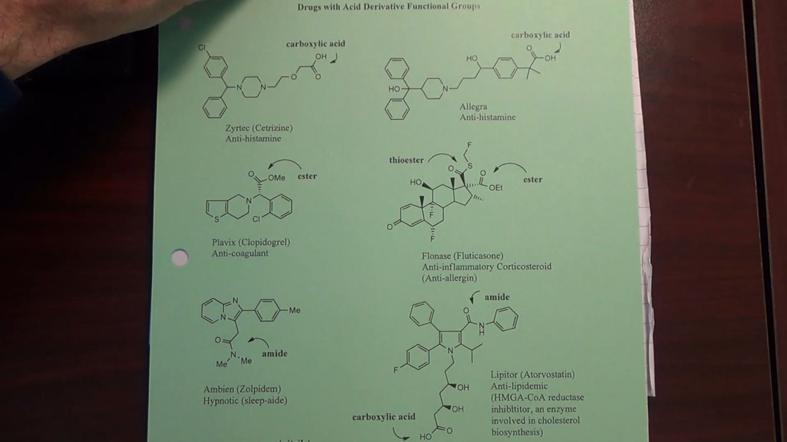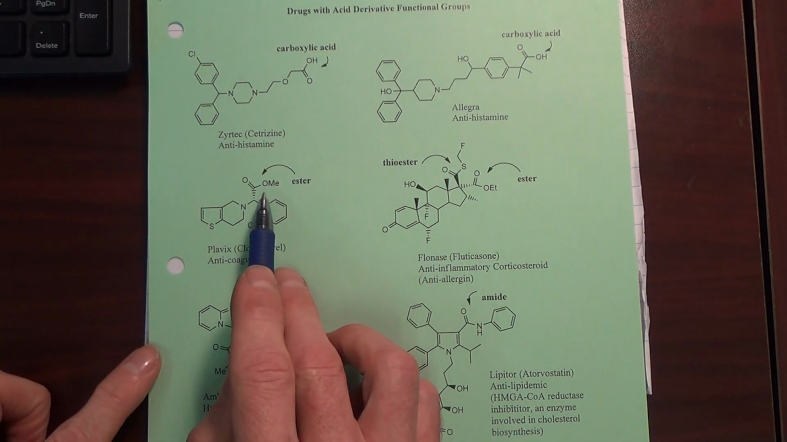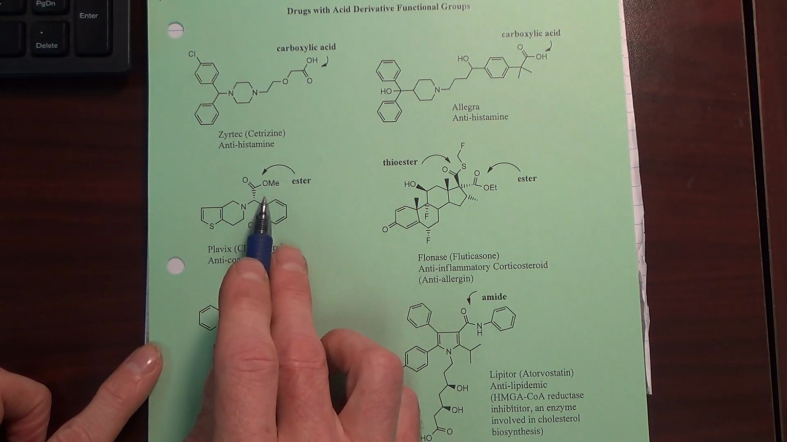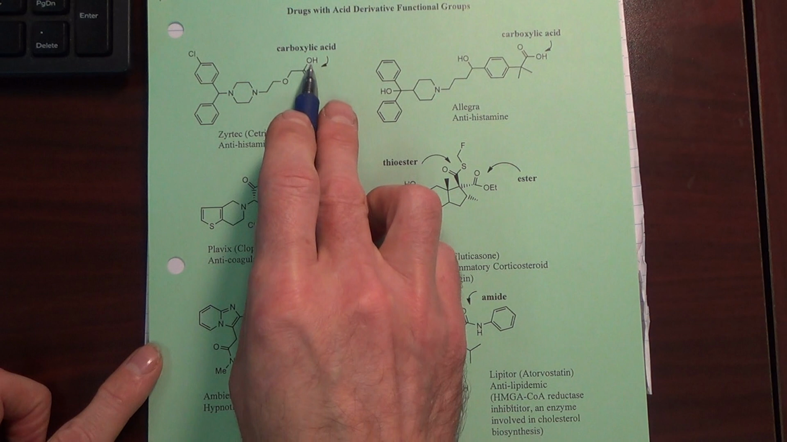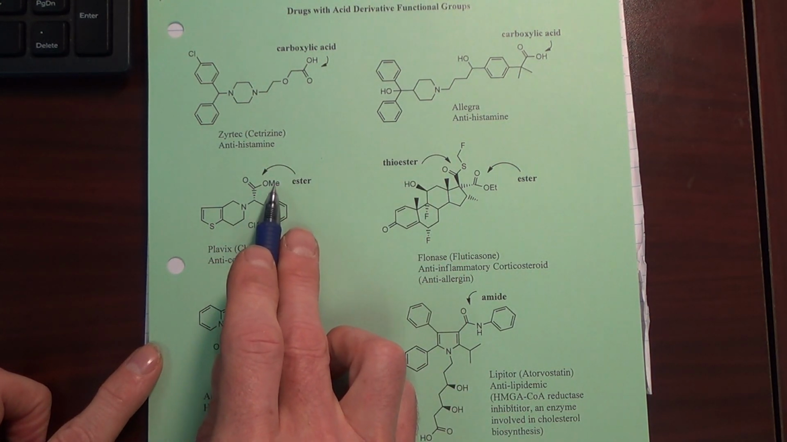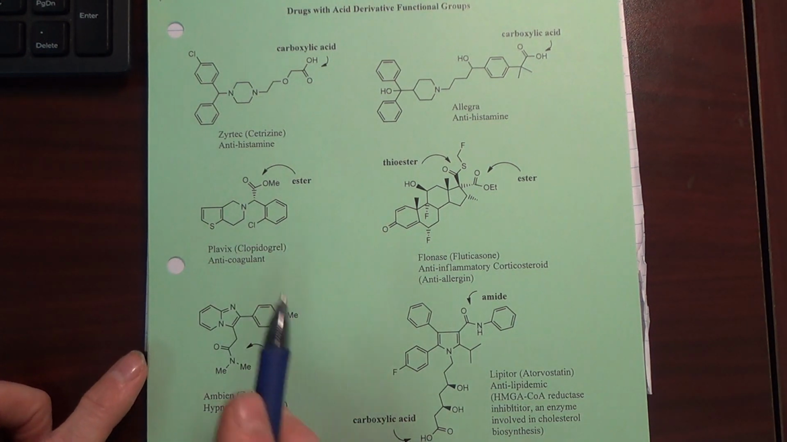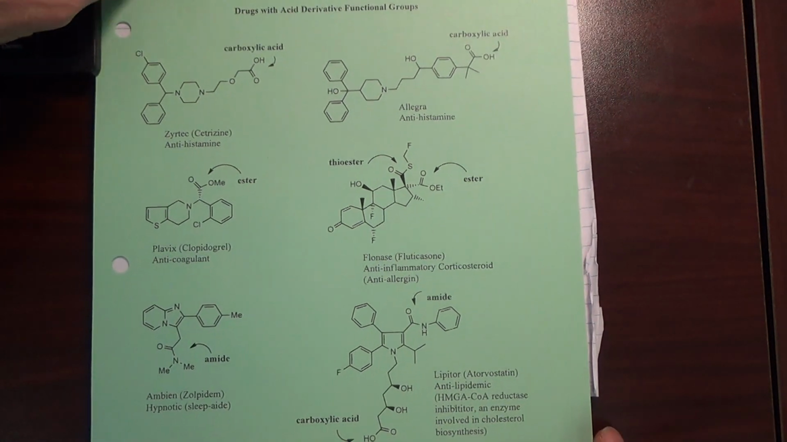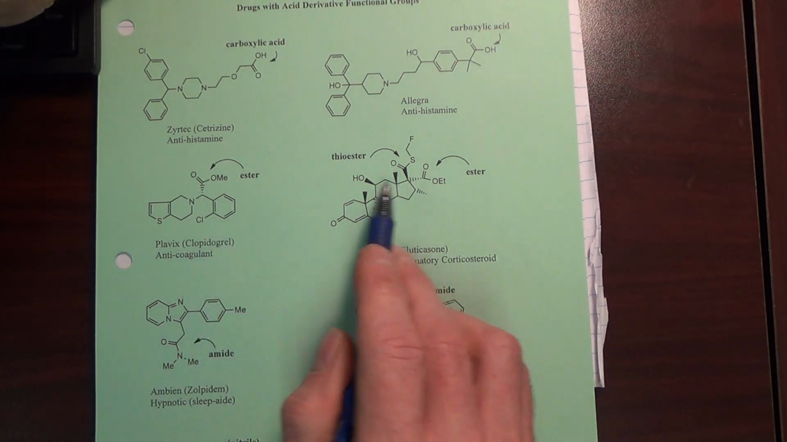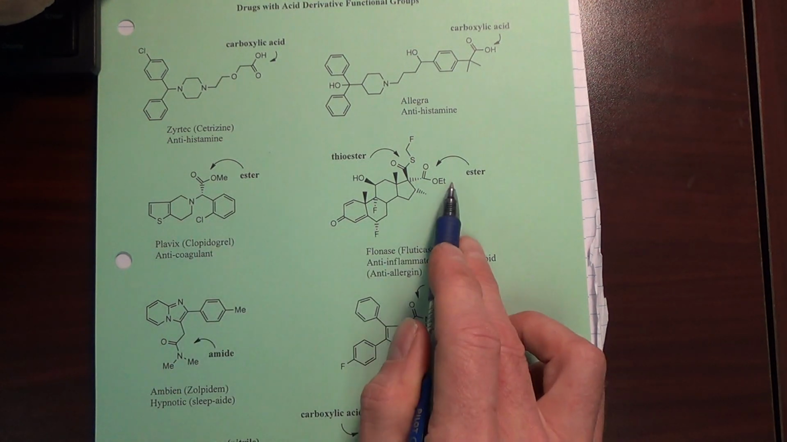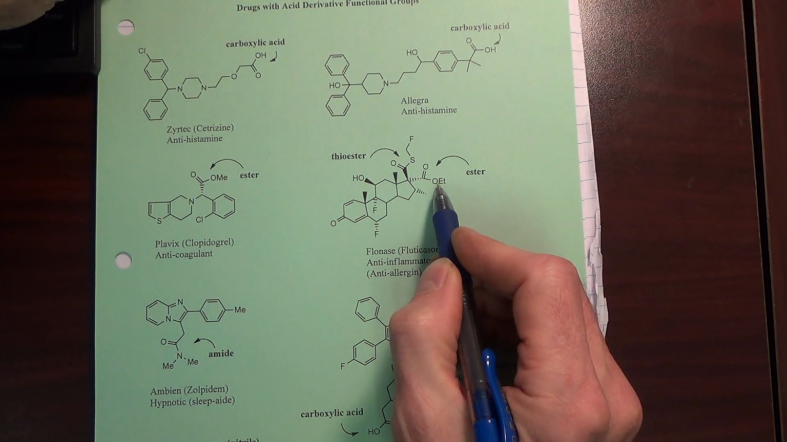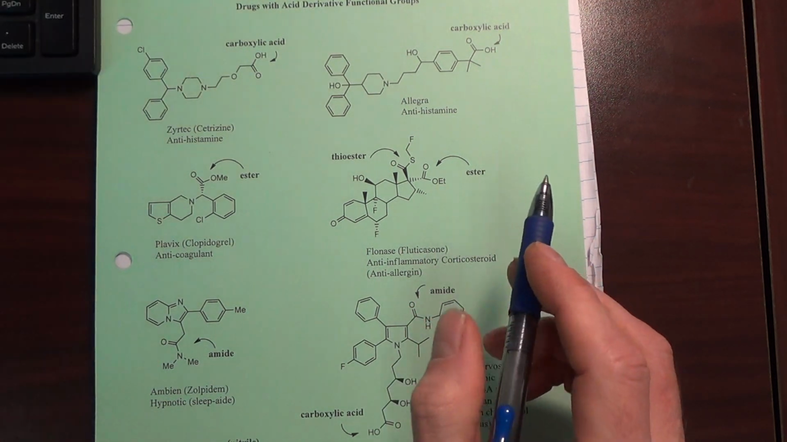Then we show derivatives. Here we have a methyl ester in Plavix, where we have, instead of the OH group on the carbonyl, the O alkyl, with the methyl being the specific alkyl group. Methyl ester. In Flonase, we have an ethyl ester. We can denote these with abbreviations. That's very common for methyl and ethyl. Any larger groups, typically we would draw a line bond, maybe like for a propyl or an isopropyl.